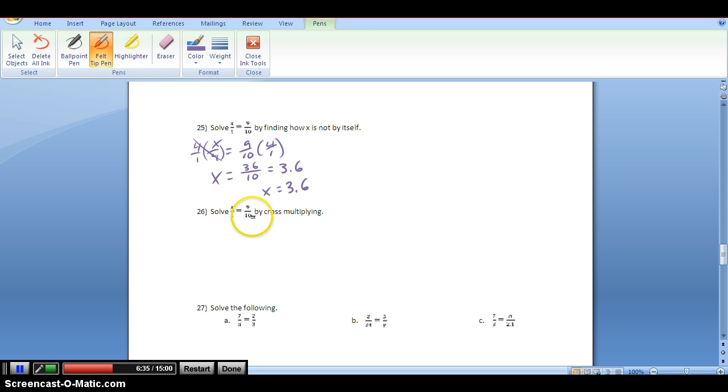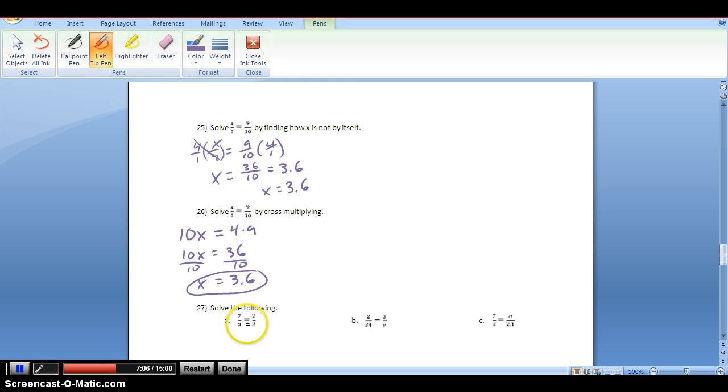So in other words, x times 10, which is 10x, must be equal to the other cross product, which is 4 times 9. So 10x is equal to 36. Solve for x now: divide by 10. And I get x equals 36 divided by 10, which is, again, 3.6. So the first way is solving by finding how x is not by itself, the way you learned in this class earlier. This is a new way, solving it by cross-multiplying.